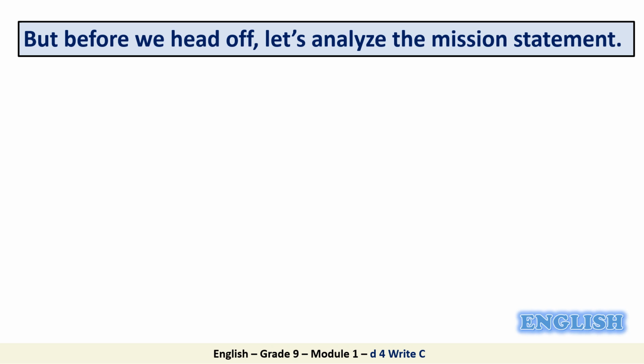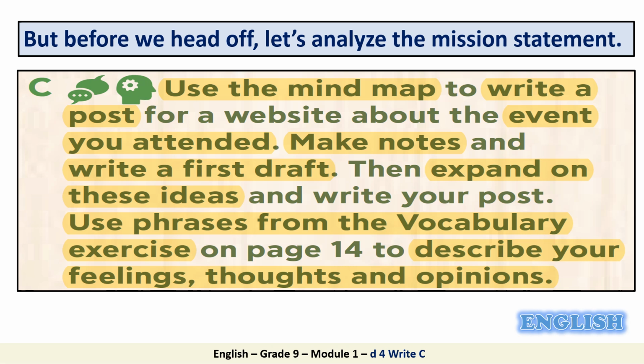But before we head off, let's analyze the mission statement. Look at the highlighted words. What should you do? This means before writing a post about an event you attended, you should use a mind map. But how? A mind map is a diagram used to organize information. A single concept is drawn in the center, major ideas are connected directly to the central concept, and other ideas branch out. Then make notes and expand on ideas before you write a draft.